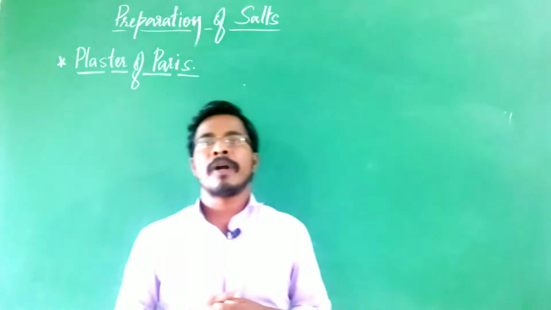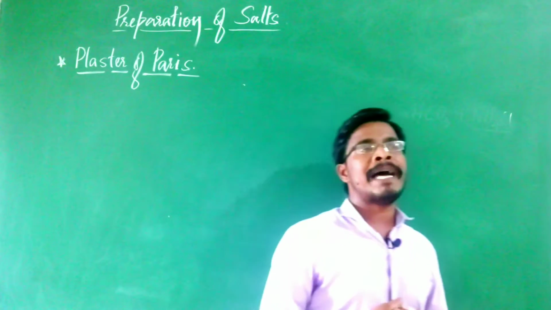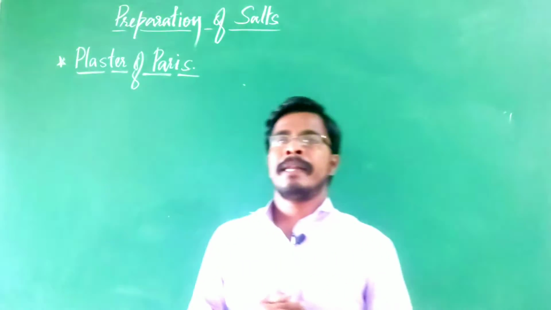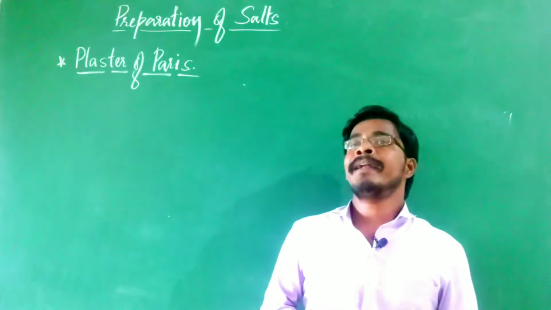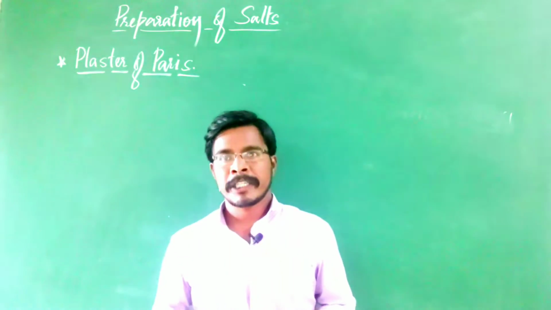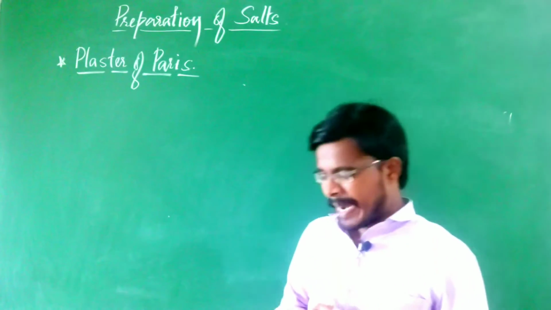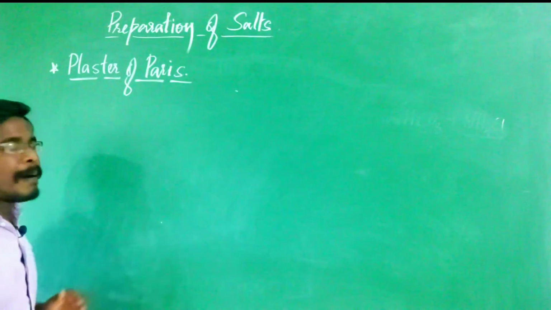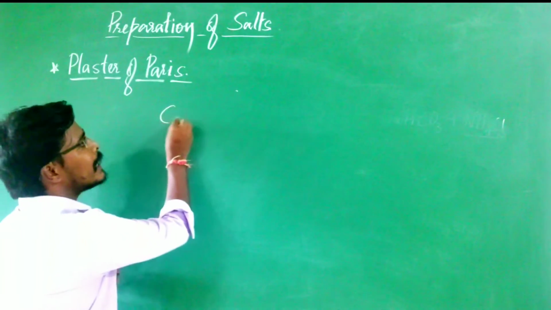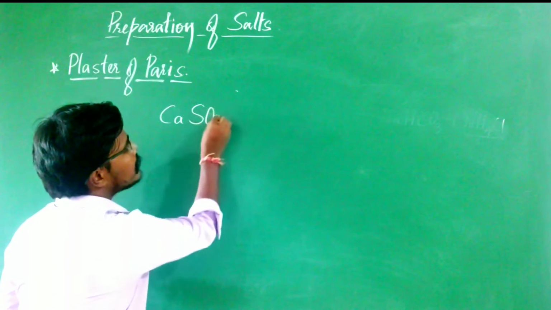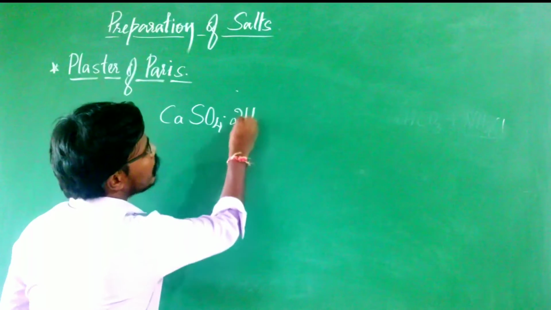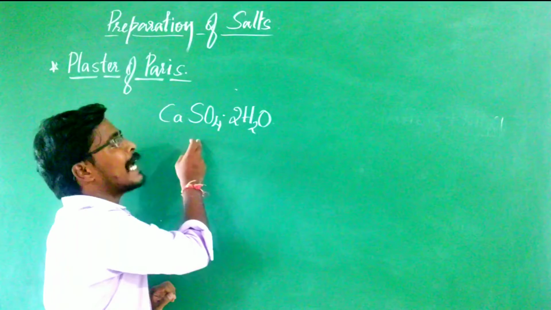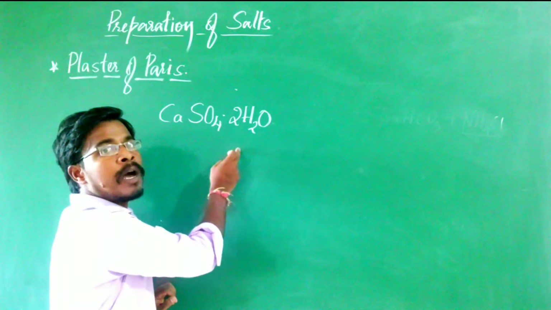It is about plaster of Paris and the preparation of plaster of Paris. As you know, plaster of Paris is very useful in the medical field, where fractured bones are fixed by using this plaster of Paris. When you come to the preparation of plaster of Paris, mainly you should know about calcium sulfate, which consists of 2 molecules of water. So plaster of Paris is prepared by using calcium sulfate with 2 molecules of water.